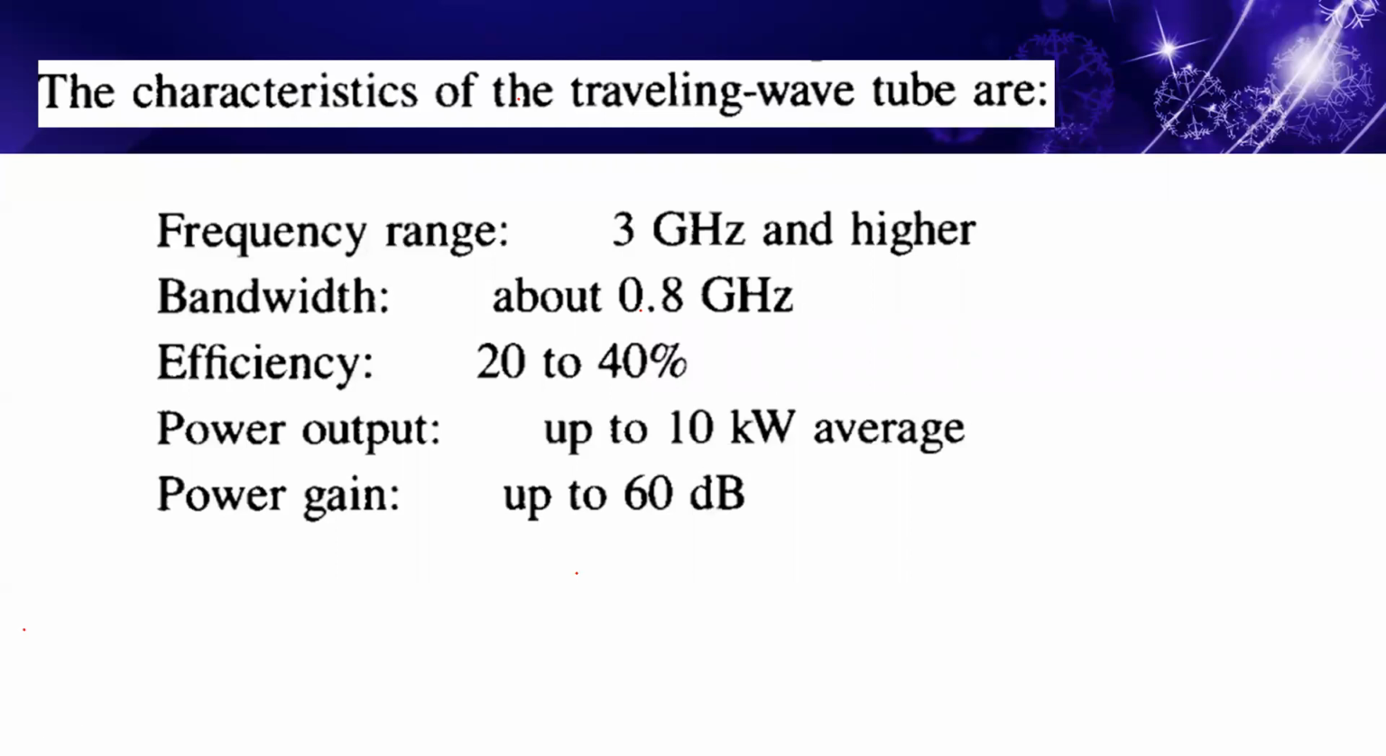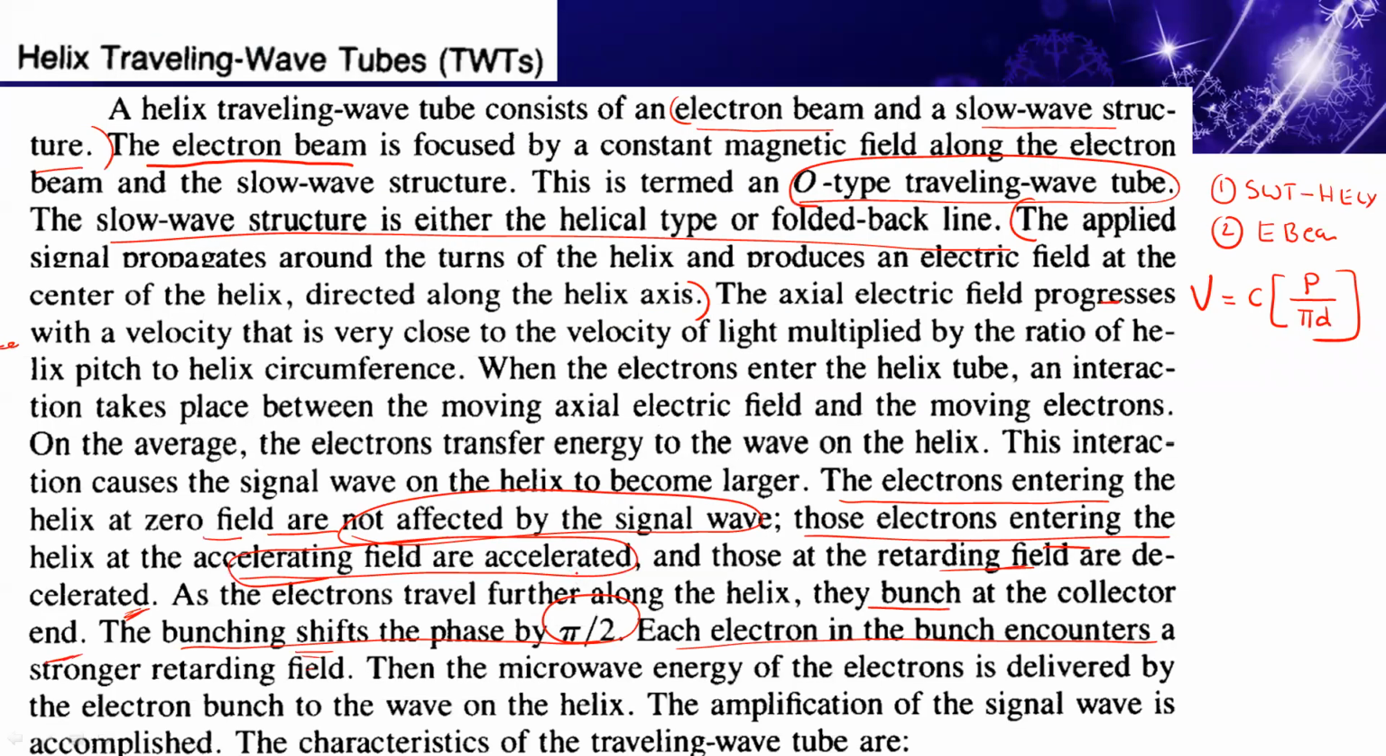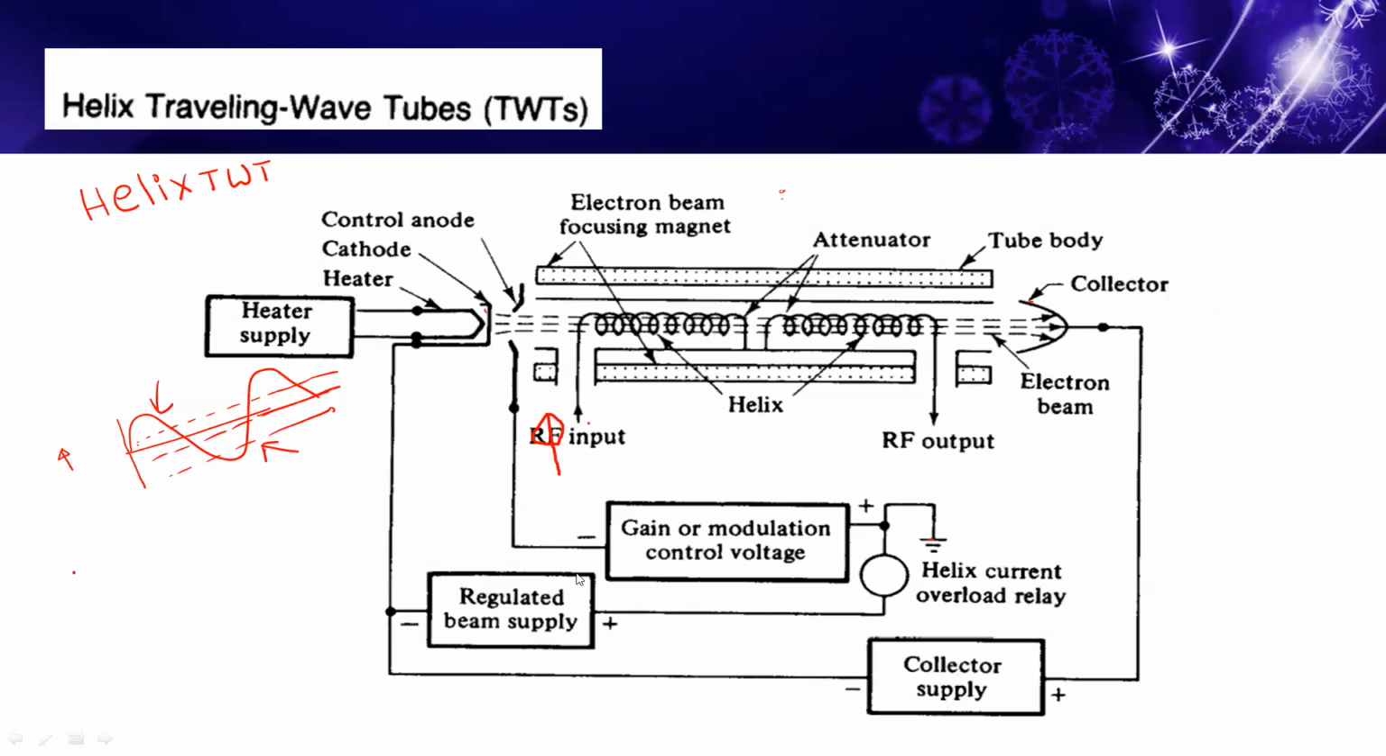In this video lecture, we discussed the structure and operation of the electron beam in the helix traveling wave tube. This helix traveling wave tube is used to amplify the microwave signal, where the signal is applied at the RF input terminal. At the RF output terminal, we get amplification of the microwave signal, which is a very well amplified signal.